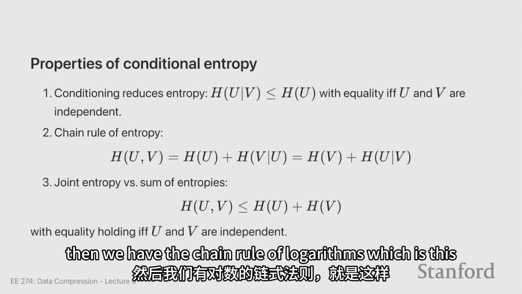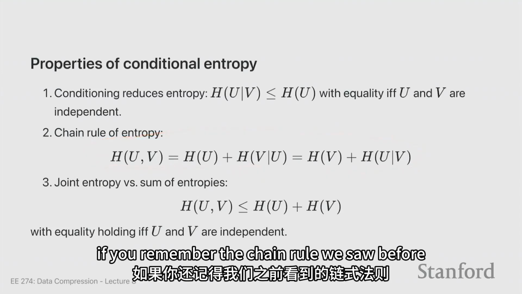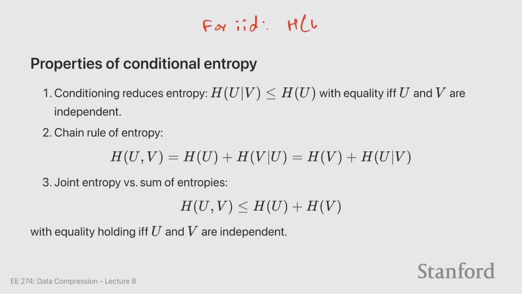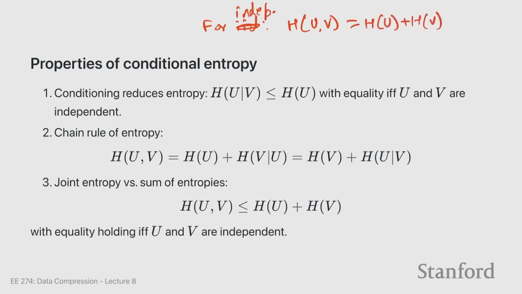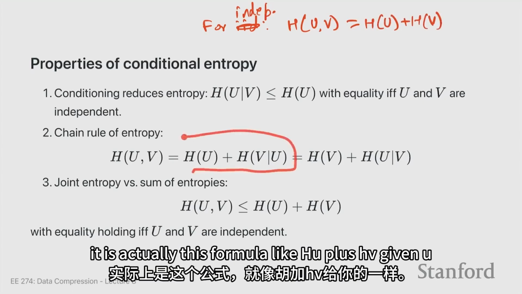Then we have the chain rule of entropies, which is this. If you remember the chain rule we saw before, not for IID, just for independent, the entropy was the sum of these entropies, right? But for the more general non-IID case, it is actually this formula: H(U) plus H(V given U).